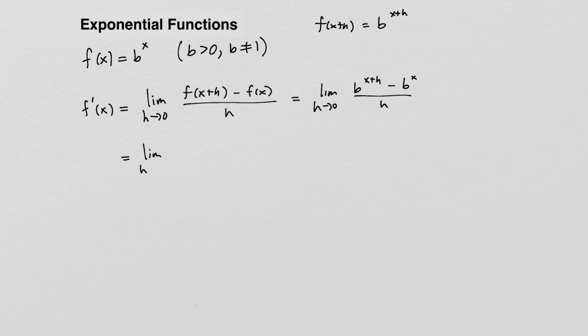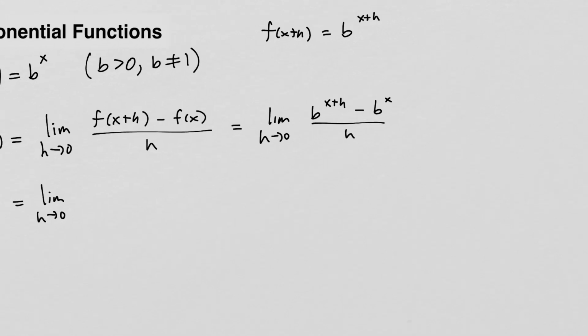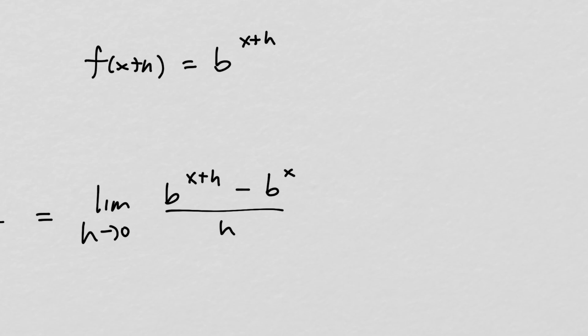Now, if you just plug in h equals 0, you will get 0 divided by 0. So we have to simplify this expression. And this is where it gets a little bit tricky. We're going to remember that there is a property of exponents that would allow us to write b to the x plus h as b to the x times b to the h.